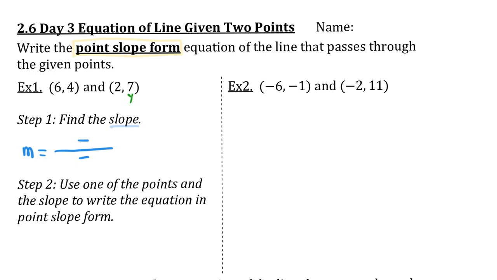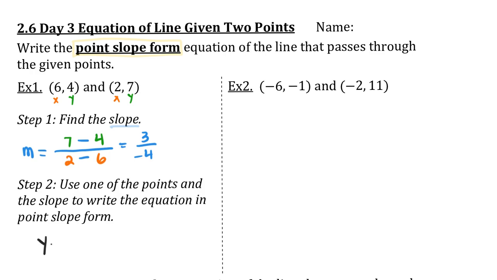So y minus y, and then x minus x. As long as you're consistent which point you start with, it should be fine. 7 minus 4 is 3, 2 minus 6 is -4. So I got -3/4. The negative could be on the top, the bottom, or the middle, depending on how you did it. Okay, now I want to do point slope form.